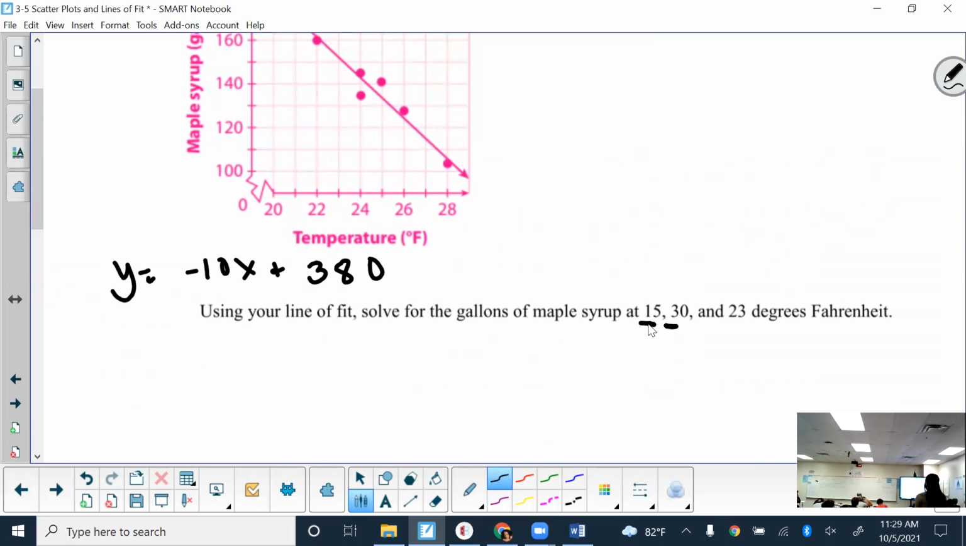What are these numbers? Are they inputs or are they outputs? Are they X's or are they Y's? And how do you know that they're X's? Good, exactly. It wants you to solve for the gallons of maple syrup. Gallons of maple syrup is on the y-axis. When the temperature is 15, 30, and 23 degrees, those fall on the x-axis.